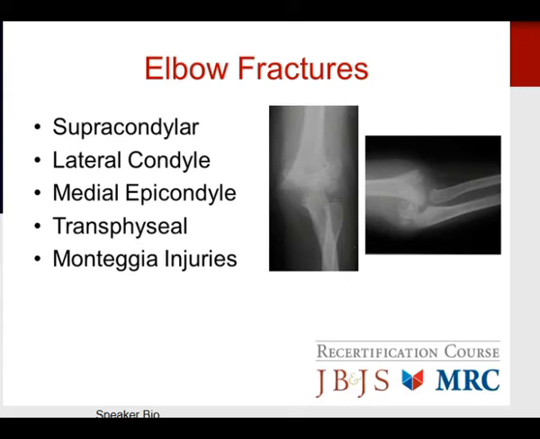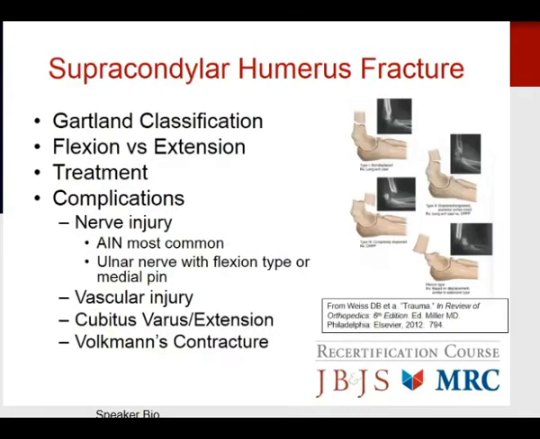Moving on to elbow fractures. Supracondylar humerus fractures are incredibly common and in fact are the most common fracture in children requiring surgical treatment. These are classified based upon the direction of the fracture as flexion type or extension type, with extension type accounting for approximately 95% of fractures. Additionally, the Gartland classification is based upon the amount of displacement and also helps guide our treatment.